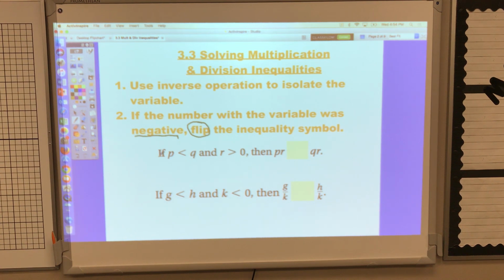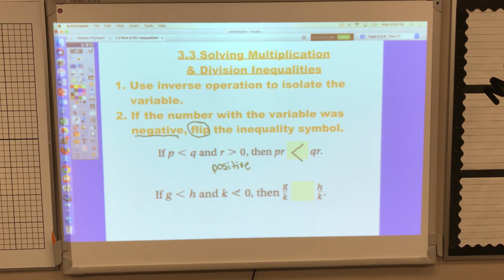Remember, a negative is an opposite, so we're making the answer the opposite of what it originally would have been. Hence, we need to flip that sign to the opposite direction. So if P is less than Q, and R is greater than 0, which means R is positive, then our values remain the same. If P is less than Q and we're multiplying both sides by a positive number, our answer is still less than.